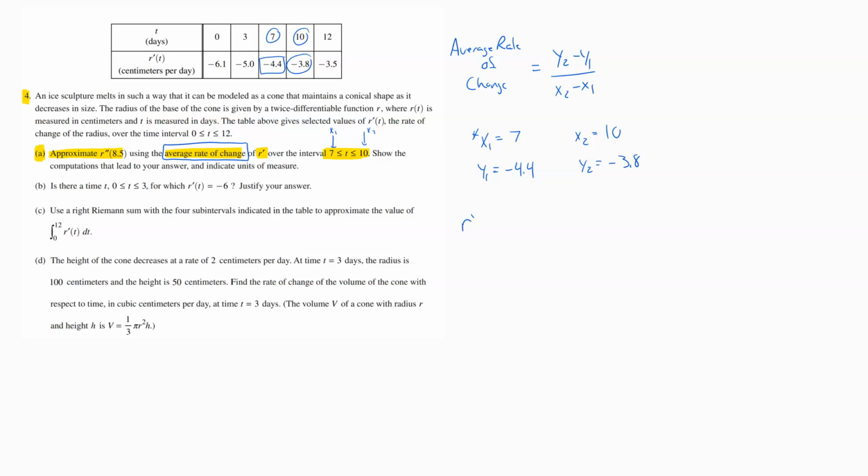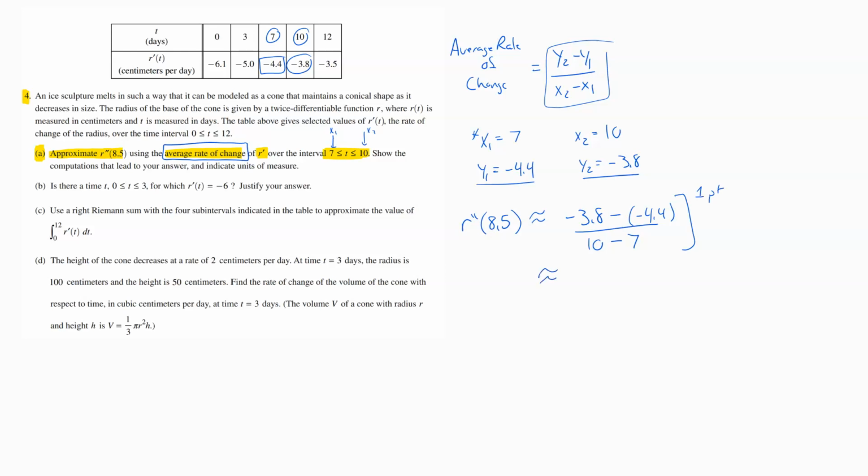Then to approximate, and they would want you to use this notation, you would say, to approximate that second derivative, I'm now just going to plug everybody into my slope equation. So y2, negative 3.8, minus y1, which is negative 4.4, over x2, which is 10, minus x1, which is 7. Because this is a calculator not allowed section, as long as you have all those values filled in, they'll give you your 1 point for getting the right answer.